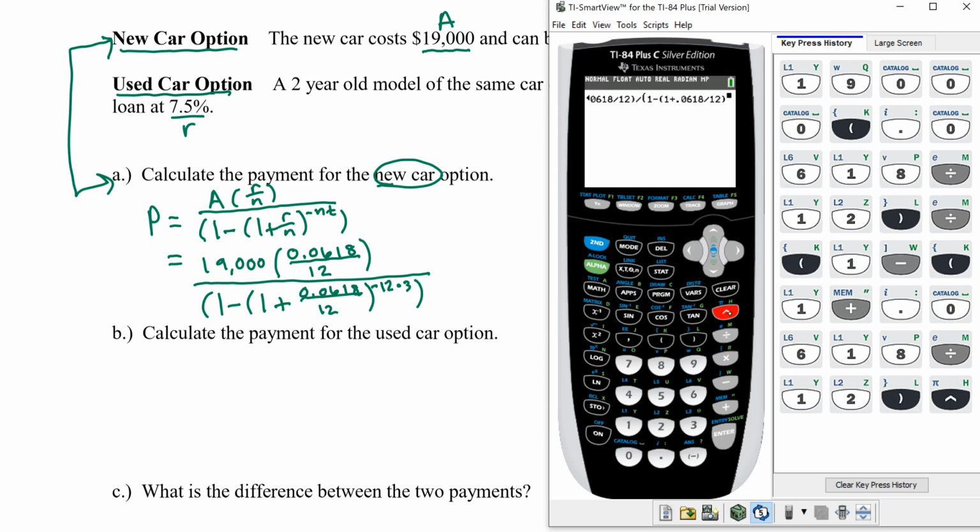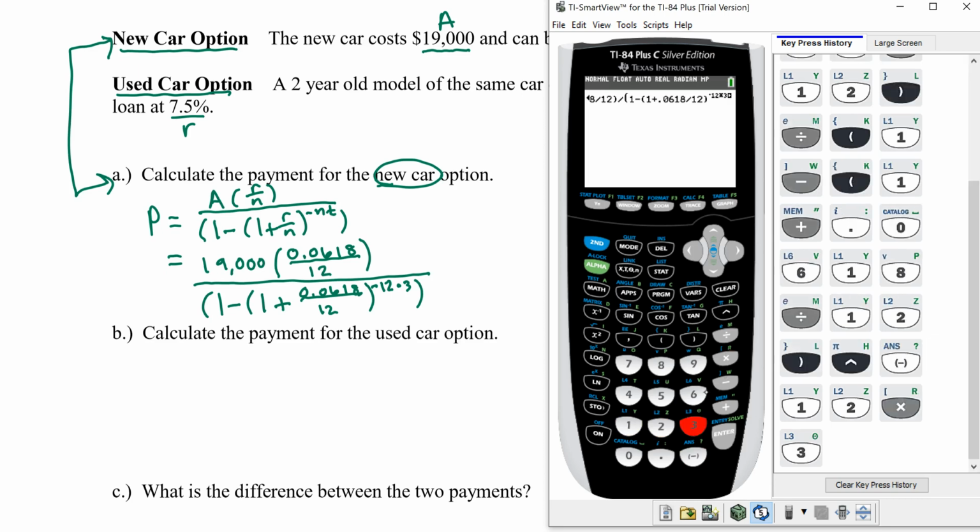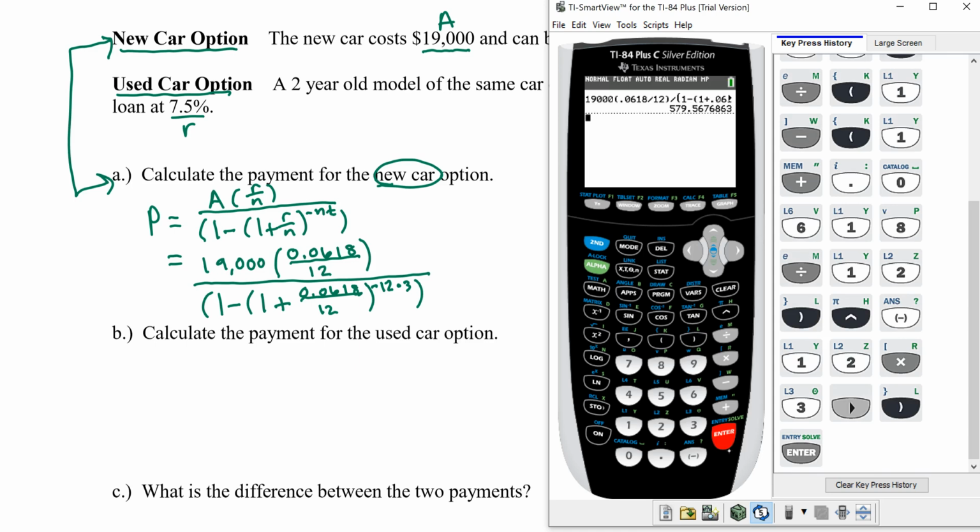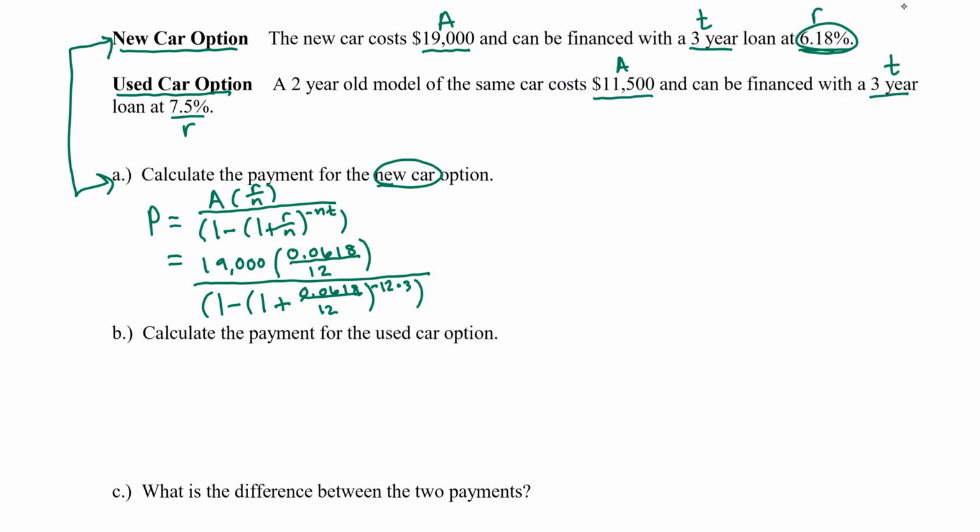On your calculator, you have the minus operation over there on the right side of your keypad, but the negative sign is located down here below the 3. It's the little negative in parentheses, so I'm going to use that for the negative sign. If I try to use the minus operation, my calculator is going to give me a syntax error. So negative 12 times 3. Now I'm going to use my right arrow key to get down out of the exponent position and close parentheses, and then press enter. So our car payment is going to be $579.57.